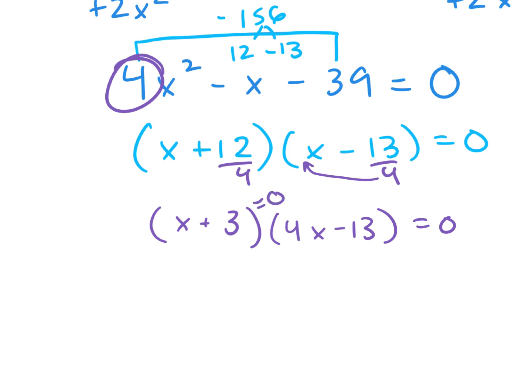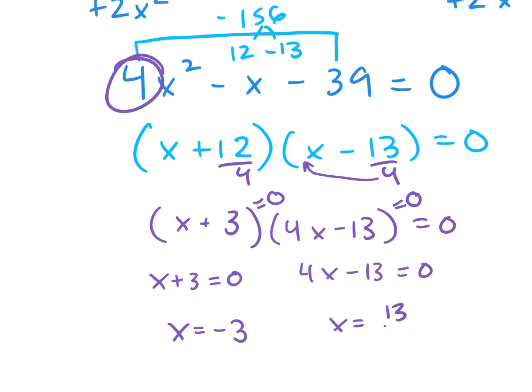We're solving, so we need to set them both equal to 0. So x plus 3 equals 0. 4x minus 13 equals 0. So x is equal to negative 3, and x is equal to 13 over 4.